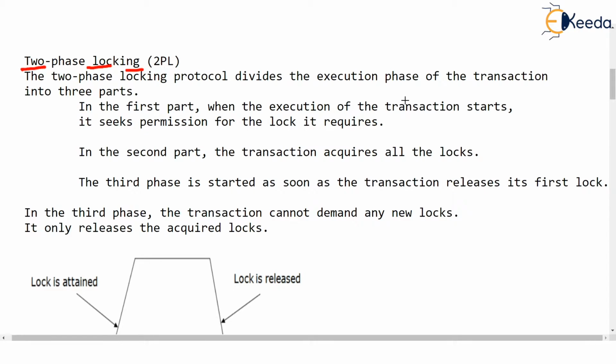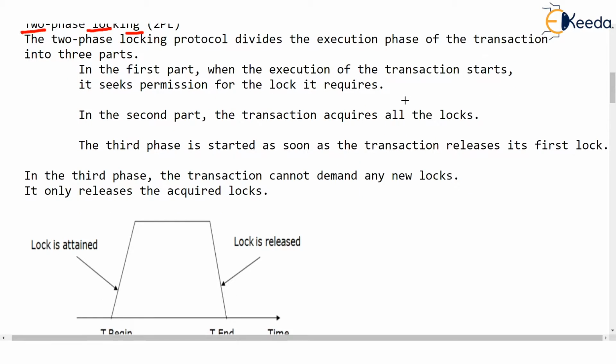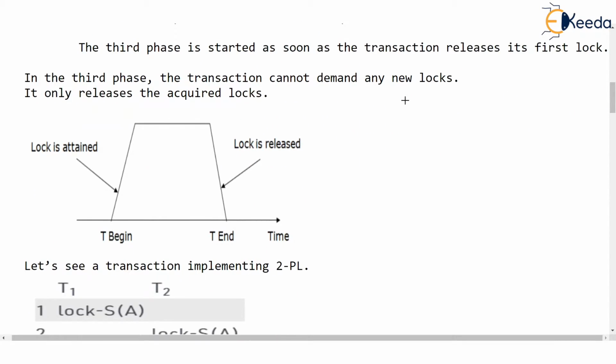Two-phase locking is a very simplistic protocol, or set of rules, which tell when a transaction can acquire a lock and when it can release a lock. It's all about the time or the procedure at which the transaction can take a lock and release a lock. The best way to understand what's happening in the two-phase locking protocol is to see this graph.